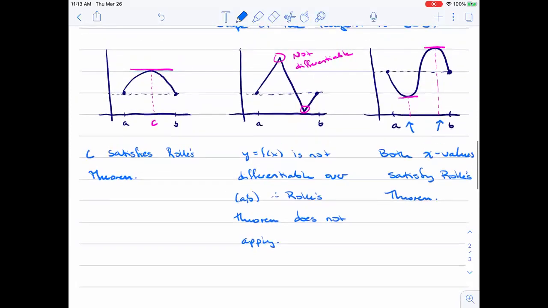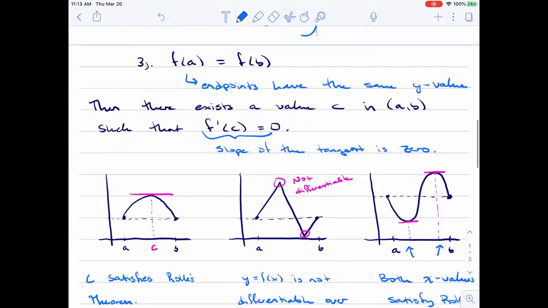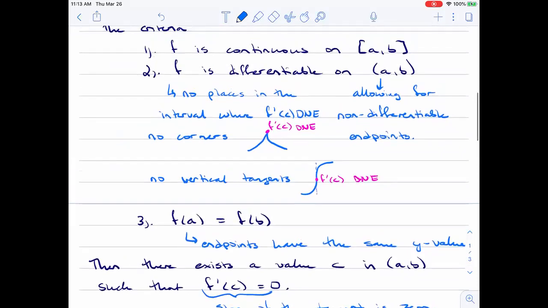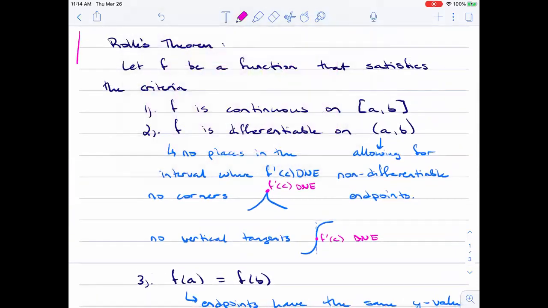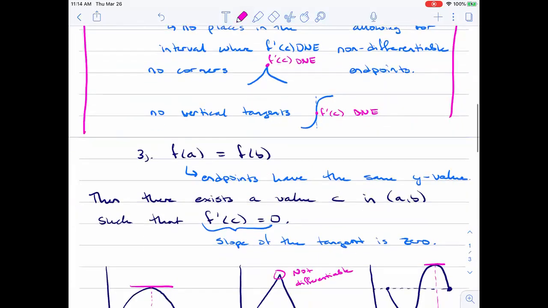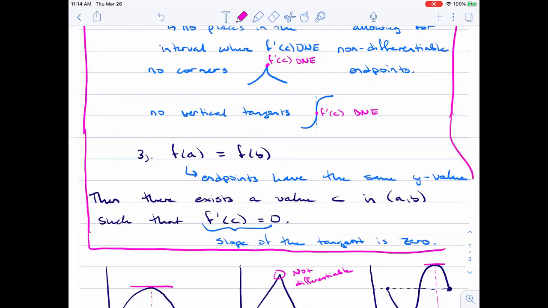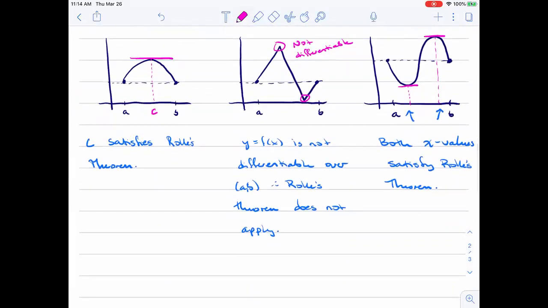I guess I should put a box around Rolle's theorem because it's pretty important here. A little bit big. Rolle's theorem. I'll end it there in the definition. Okay, and then those are just some examples.